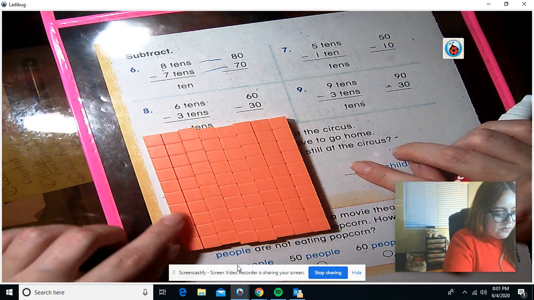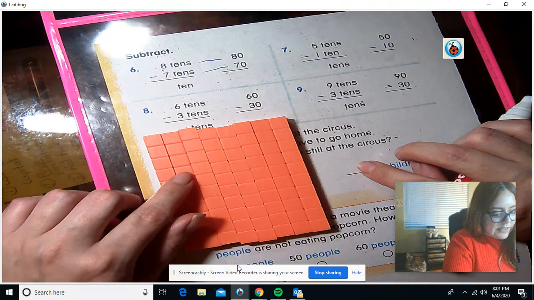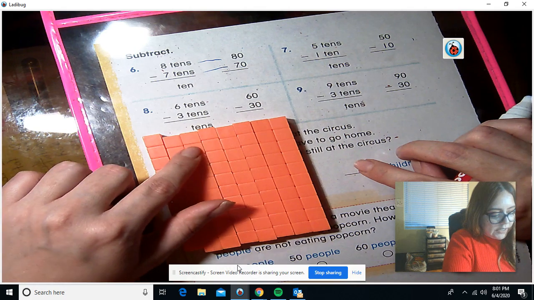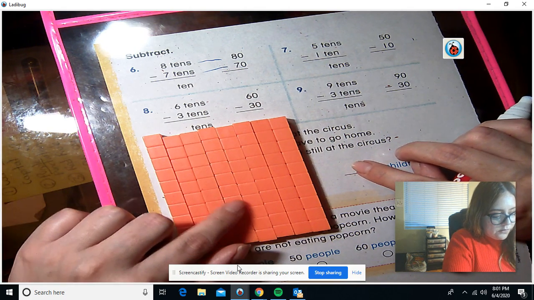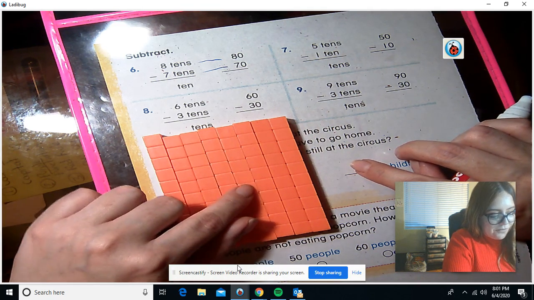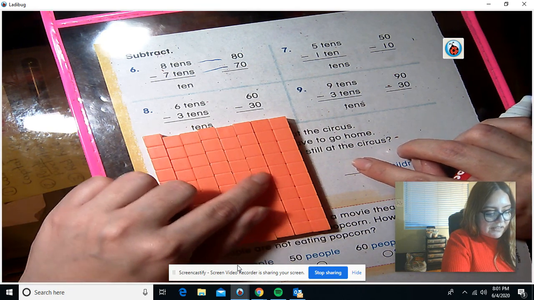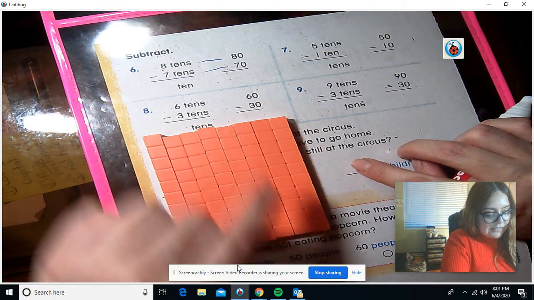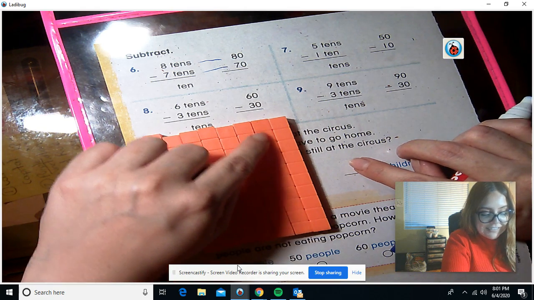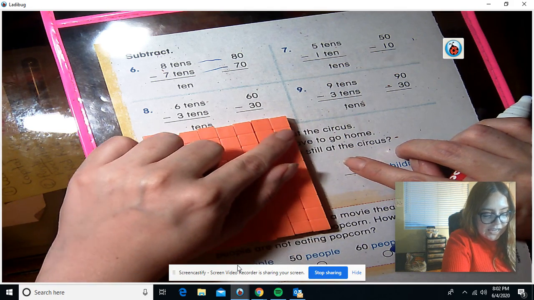So 1, 2, 3, 4, 5, 6, 7, 8, 9, 10, 11, 12, 13, 14, 15, 16, 17, 18, 19, 20. 21 through 40. 41 through 60. 61, 62, 63, 64, 65, 66, 67, 68, 69, 70, 71, 72, 73, 74, 75, 76, 77, 78, 79, 80.